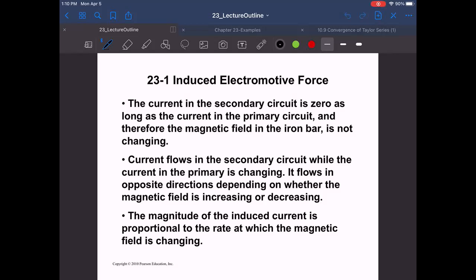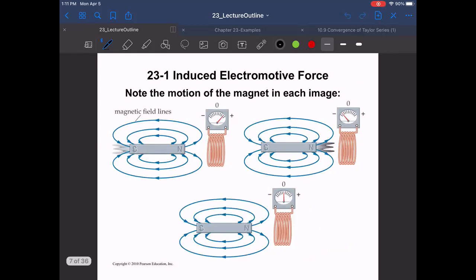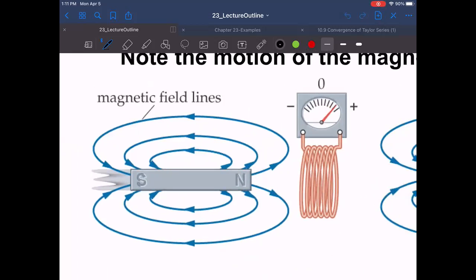So far there's not a lot to understand. I've just been telling it to you as we move forward here. We'll explain why these things happen. All right? So taking a look here, I know it says, note the motion of the magnet in each image. I'm not sure what that motion is supposed to be indicating there. I guess I'm assuming those are like speed lines behind it and they're moving it to the right.